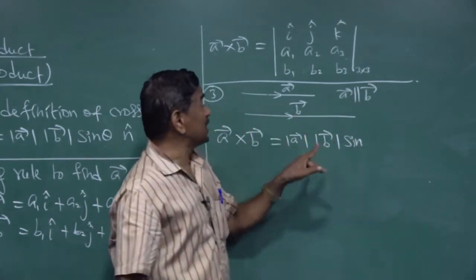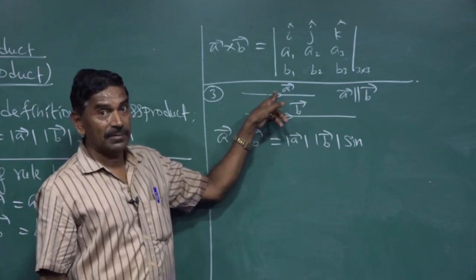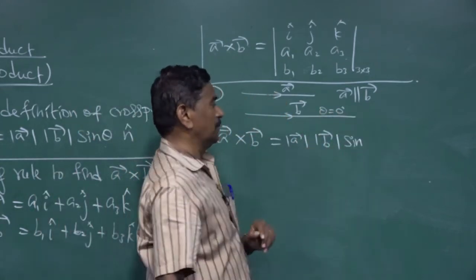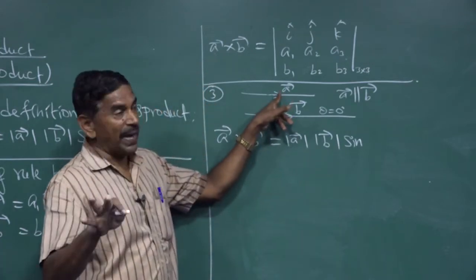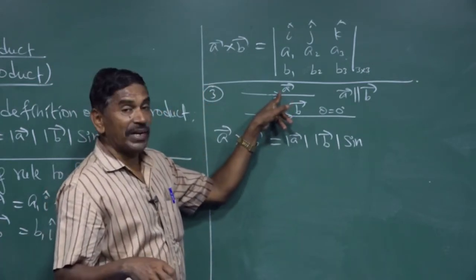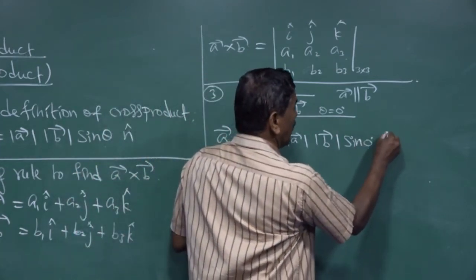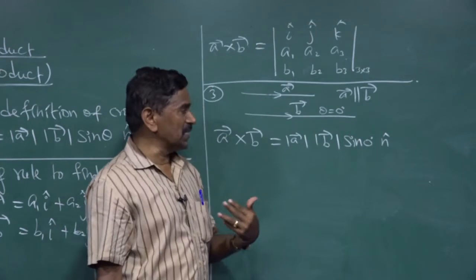Now can you tell me what is the angle between A vector and B vector here? Yes, theta equal to 0 degree. Here A vector and B vector are parallel, therefore the angle between parallel vectors equal to 0 degree. Therefore, sine 0 into n cap. Now do the simplification yourself.